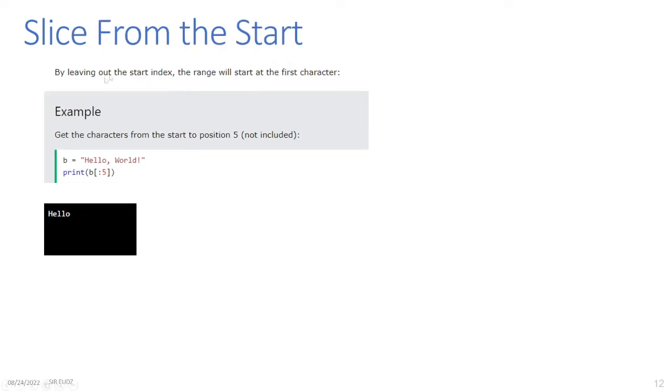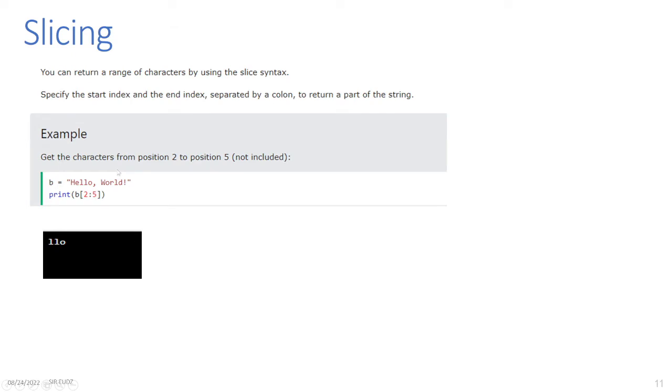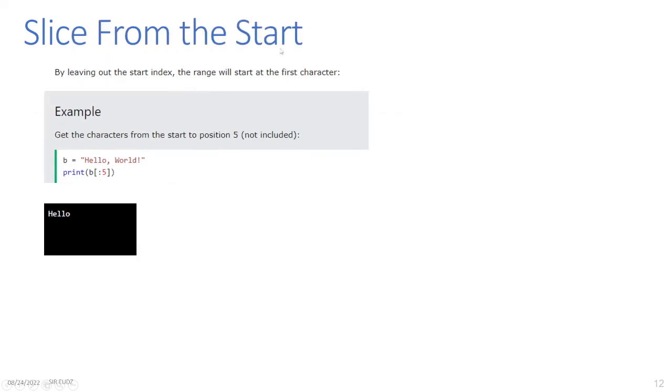Slice from the start. By leaving out the start index, so we have two indexes here, 2 and 5. Now, if we slice from the start, we can leave out the start index. The range will start at the first character. So get the characters from the start to position 5. Again, the last index is not included. So b blank colon 5 will be from 0 up to 5. 0, 1, 2, 3, 4, 5. But again, this is not included. So this will print hello.